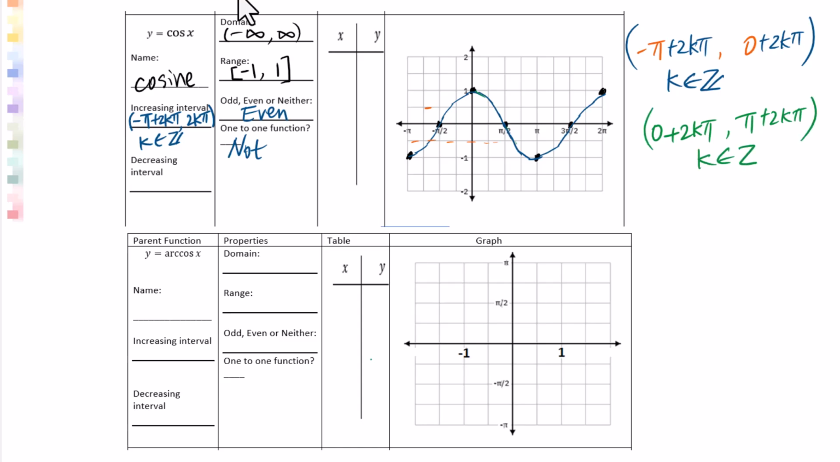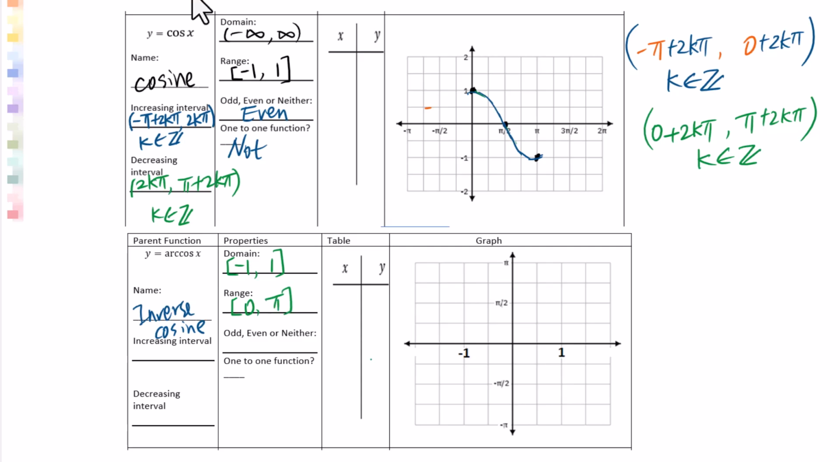k is all integers. y equals arccosine x, the inverse cosine function. Since cosine x is not a one-to-one function, we restrict the domain from 0 to pi. For inverse cosine, the domain is between -1 and 1. Range is between 0 and pi.